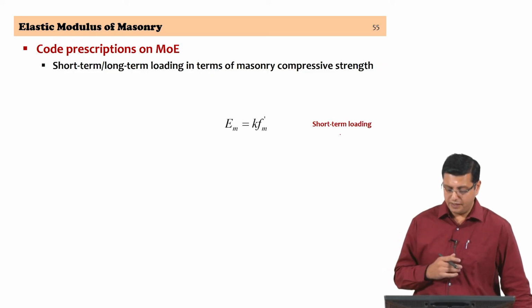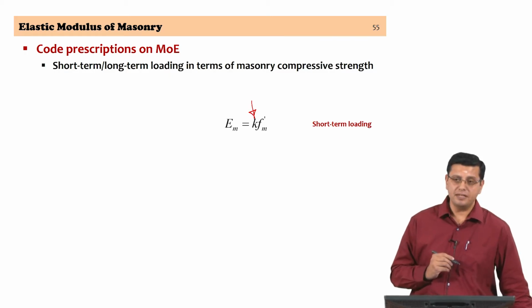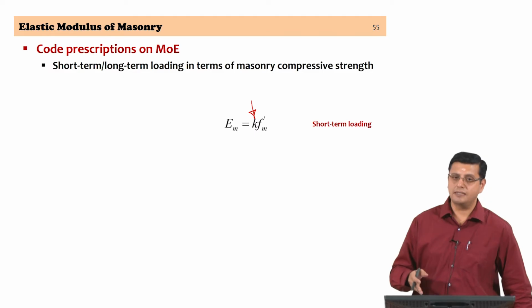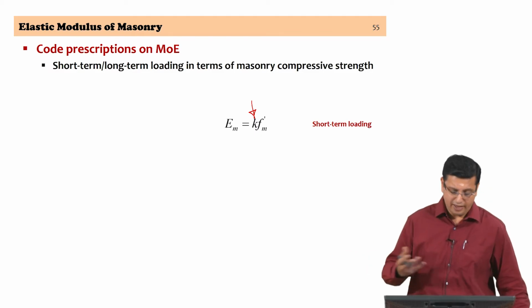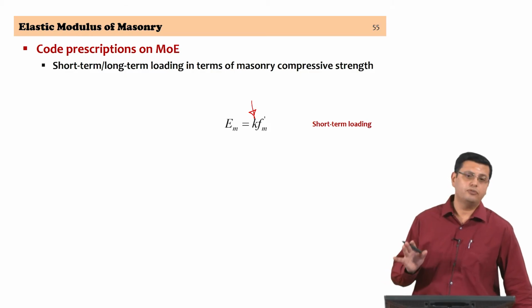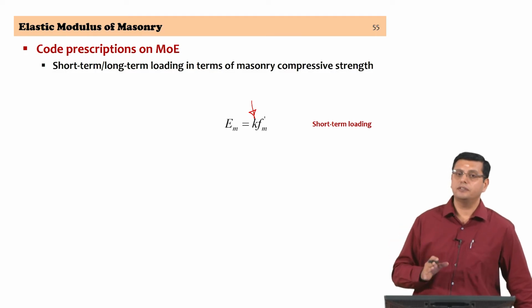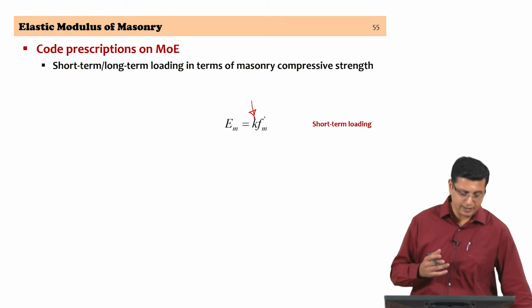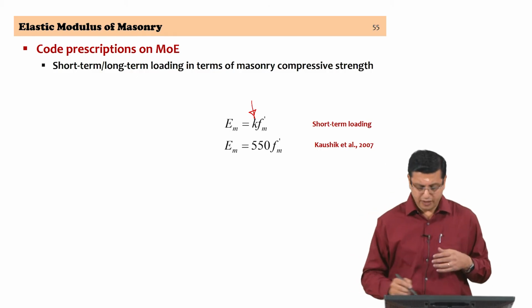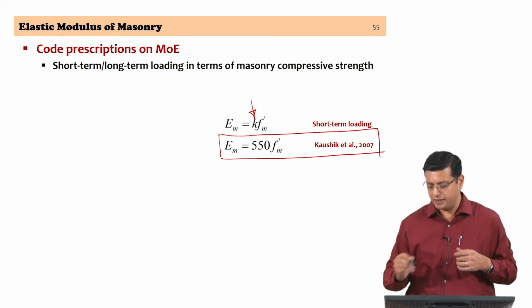As you had seen in the previous slide, the factor K as an empirical parameter coming out from a statistically relevant number of tests, Em as the modulus of elasticity is a function K into Fm, which is the masonry compressive strength. Such a format is normally prescribed for short term loading and is specified in the code that it is for short term loading. Now, if it is for long term loading, masonry is a material that is quite significantly affected by creep. So, here I have just got one example that is typically used for the Indian conditions.